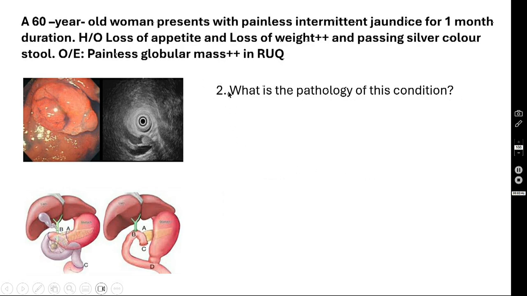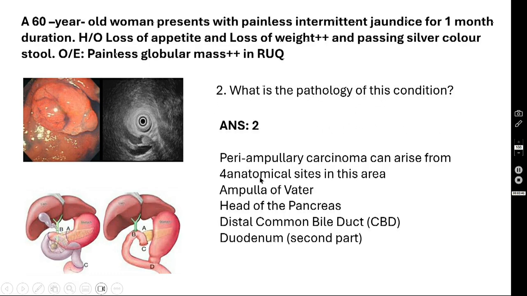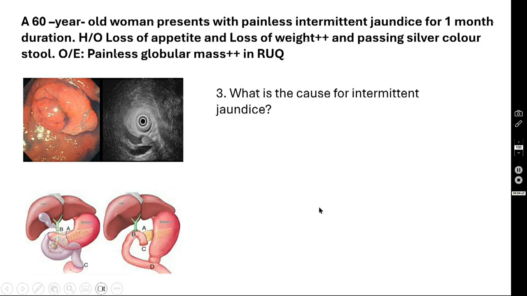Coming to question number 2. What is the pathology of this condition? The correct answer is, peri-ampullary carcinoma can arise from 4 anatomical sites in this area. It is not just from one area. It can arise from the ampulla of Vater, head of the pancreas itself, distal common bile duct, or from the duodenum. So it can arise from any one of these 4 sites, and this can be confirmed only by the pathologist. We cannot find this out clinically.